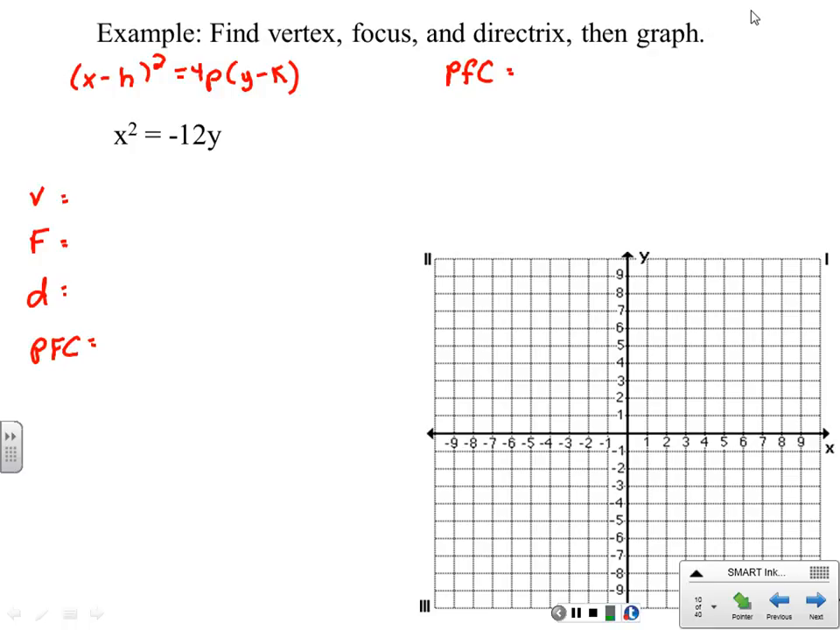All right. What's missing? How do you know H and K is missing, Tom? There's no parentheses. No parentheses means 0. So your vertex is 0, 0.